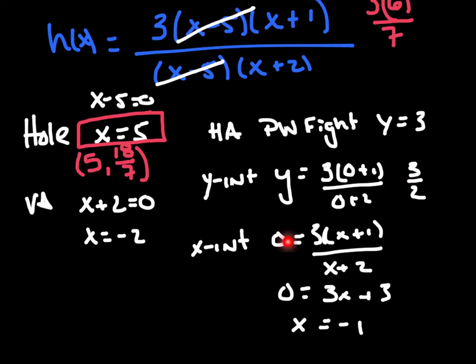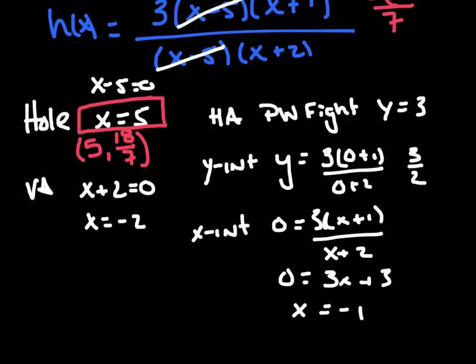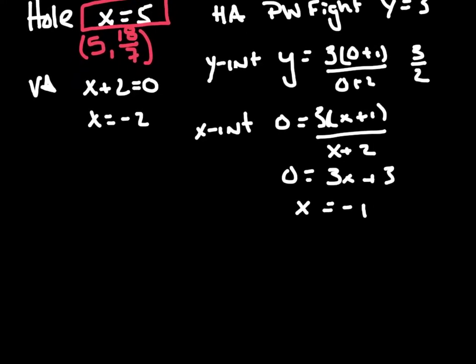X-intercept: plug 0 into y. And again, I want to stress, if a fraction equals 0, it means the top equals 0. If the bottom equals 0, then you would be undefined. So again, when the fraction equals 0, the top equals 0. And hopefully you got x equals -1. All right, so I think we're ready to graph that bad boy.